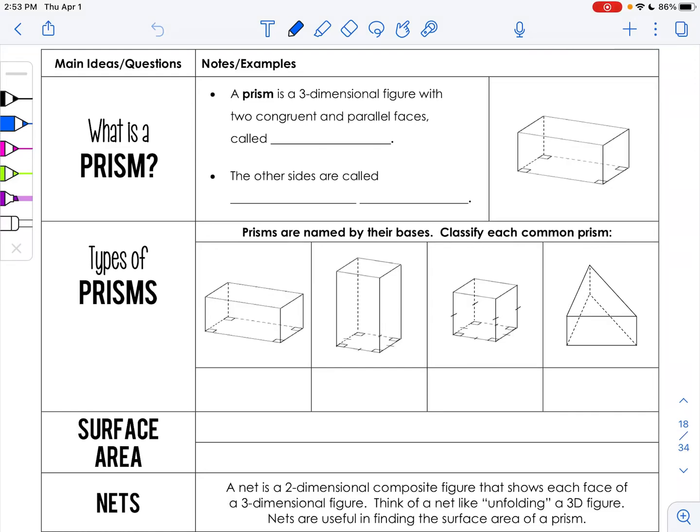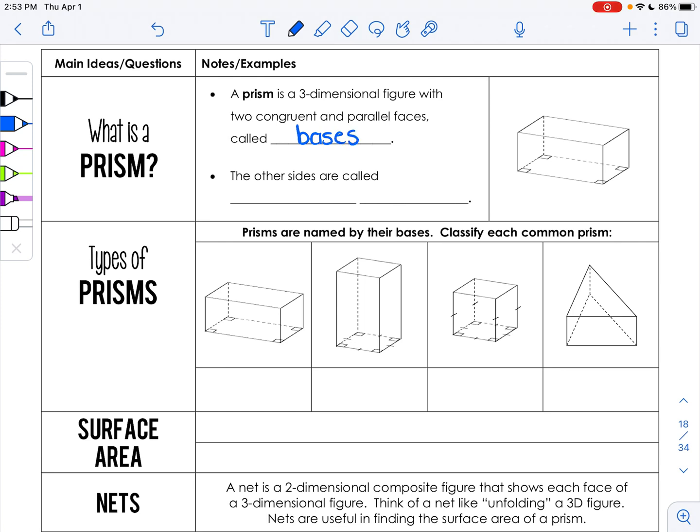In this lesson, we're going to begin a series of lessons about finding surface area. For this lesson, we're going to focus on the surface area of a prism. So let's start out by talking about what a prism is. A prism is a three-dimensional figure with two congruent parallel faces called bases.